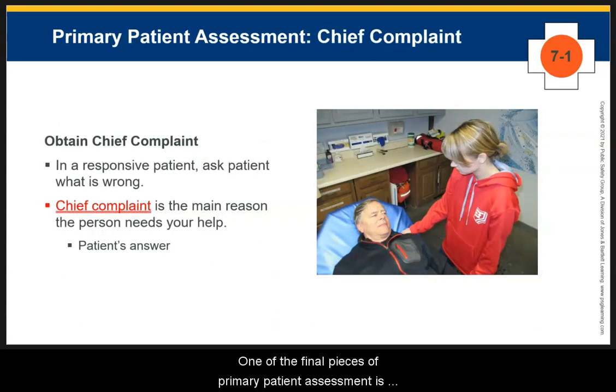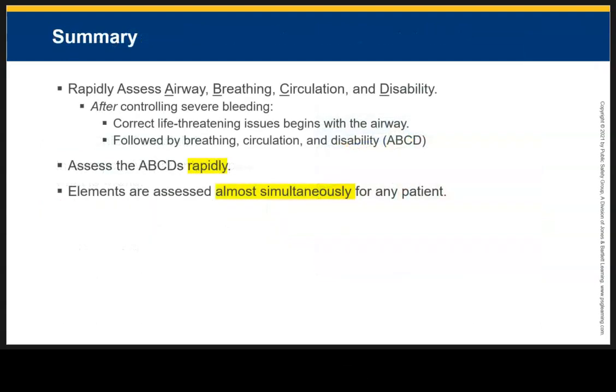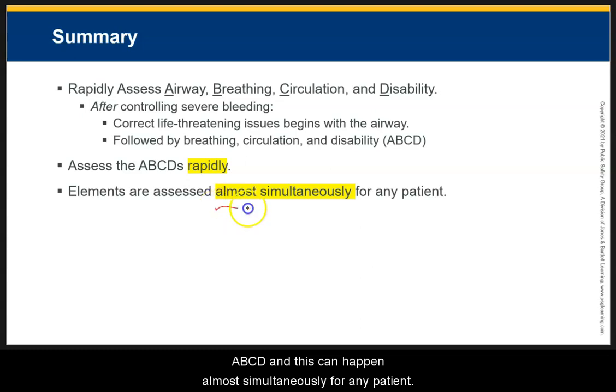One of the final pieces of primary patient assessment is to check with the patient, what is your chief complaint? What is the reason they are requesting your help? In summary, part of our primary patient assessment is to rapidly assess A, B, C, and D, and this can happen almost simultaneously for any patient.